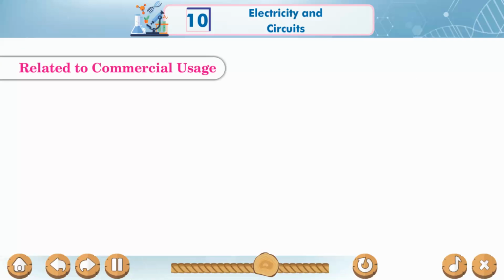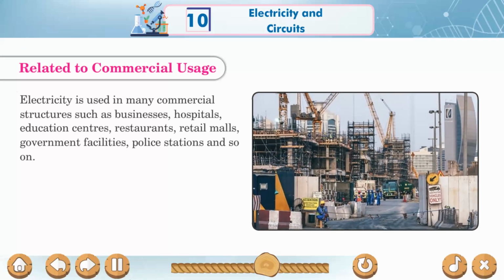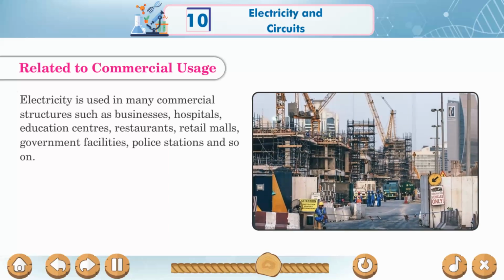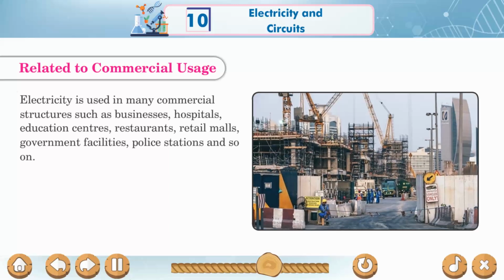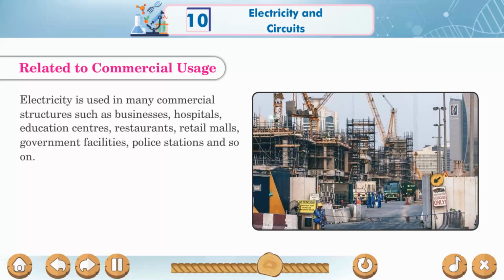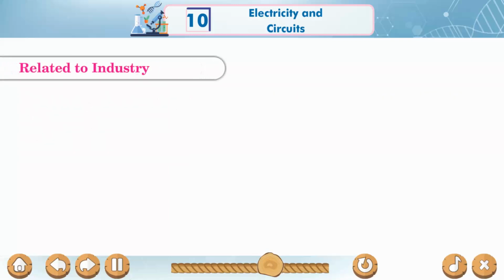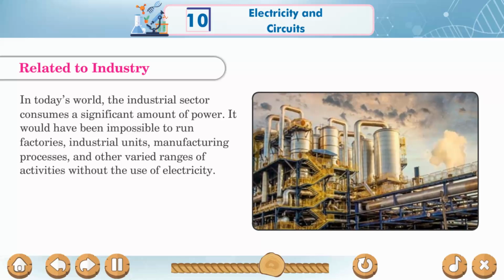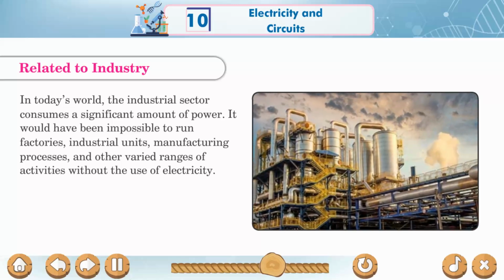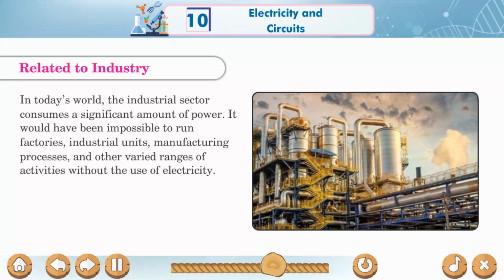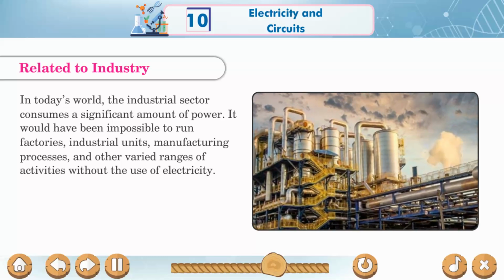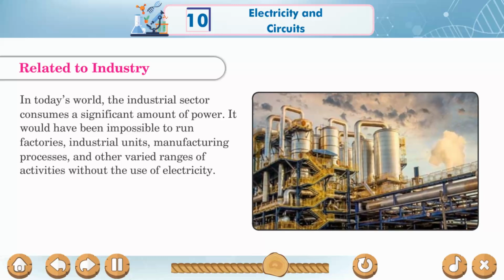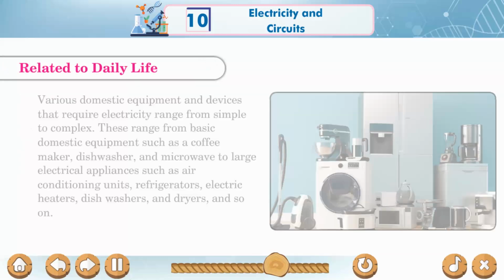Related to commercial usage. Electricity is used in many commercial structures such as businesses, hospitals, education centers, restaurants, retail malls, government facilities, police stations, and so on. Related to industry. In today's world, the industrial sector consumes a significant amount of power. It would have been impossible to run factories, industrial units, manufacturing processes, and other varied ranges of activities without the use of electricity.